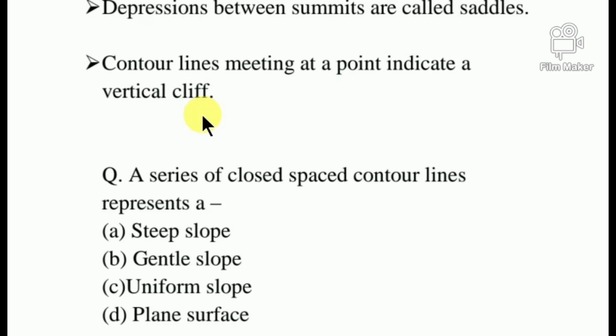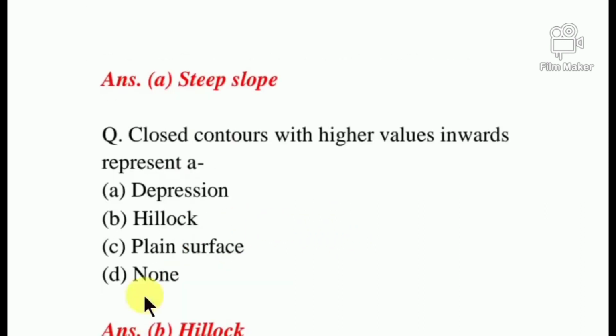Now let's see a question from sample paper. A series of close spaced contours represents A. If several contours are closely spaced, that means if the lines are very close to each other, what will it represent? Steep slope, gentle slope, uniform slope, or a plane slope. So our answer will be, it will represent a steep slope. That is our option number A.